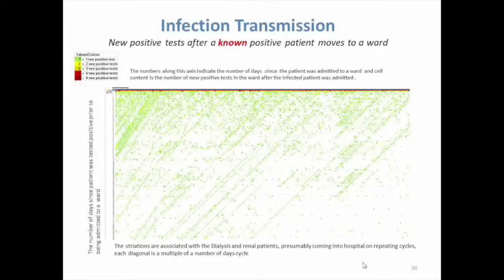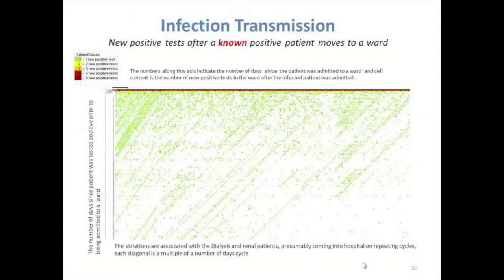On the y-axis is the number of days since the patient was tested positive before being admitted to the ward. So right at the top corner is the day that he was tested positive, and he was admitted to the ward. As we go further down is the number of days he was tested positive before he was admitted to the hospital, and right across is the number of days that he has stayed in the hospital.